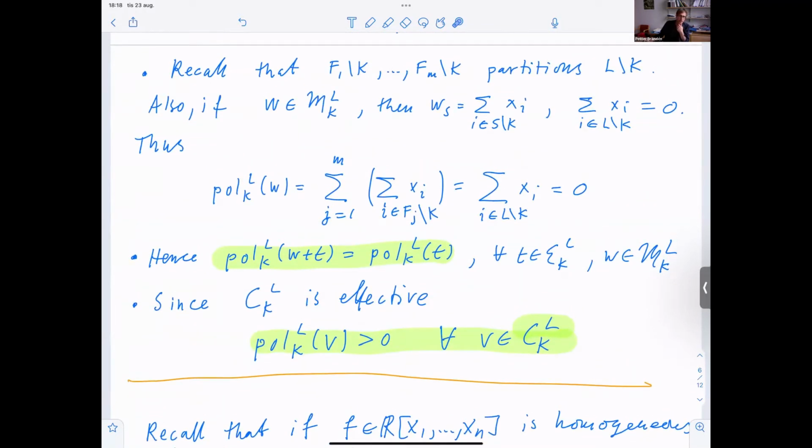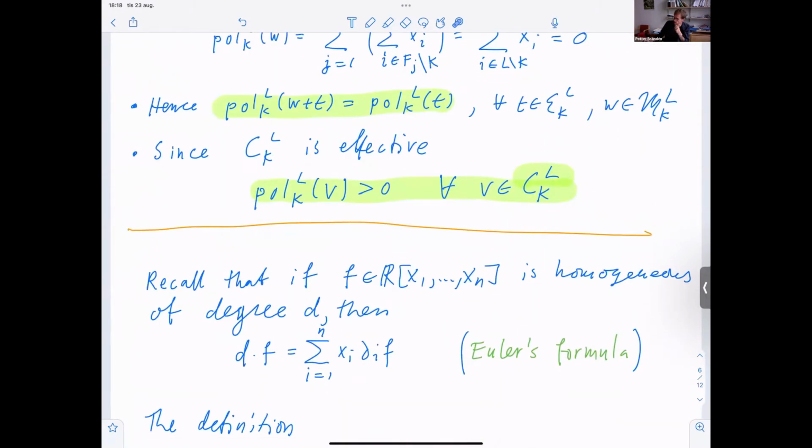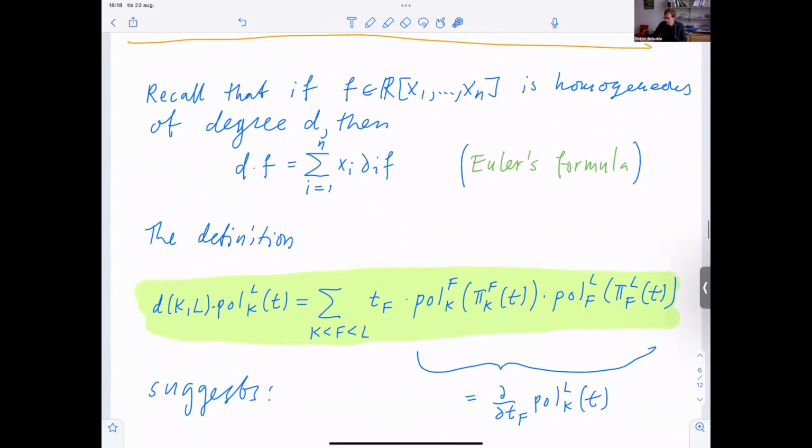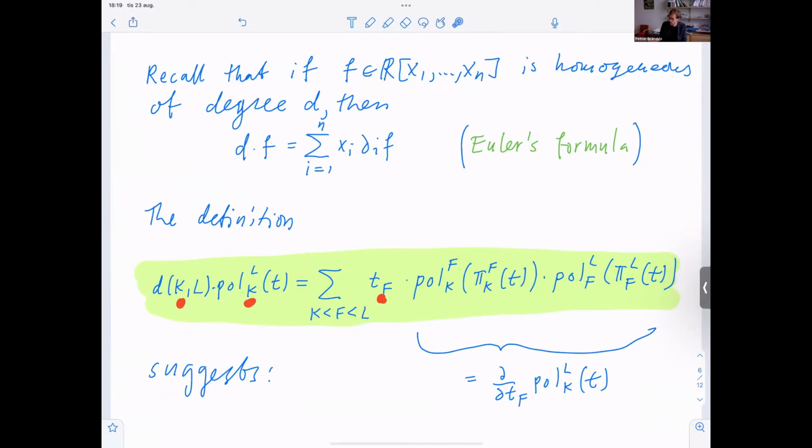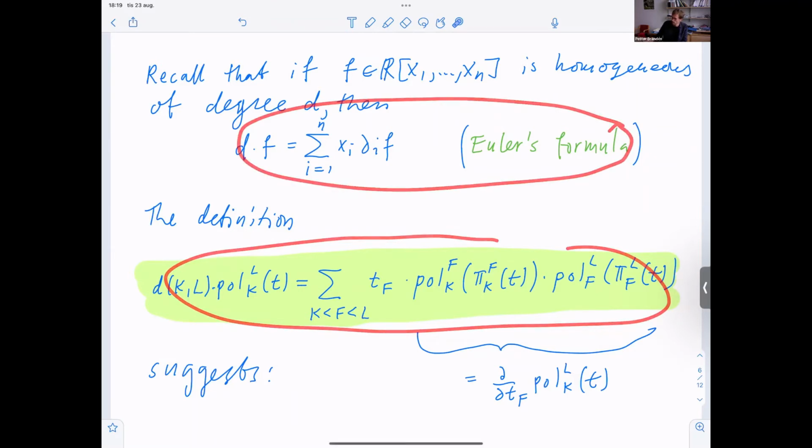So this was just the linear case, but it happens that this will be a feature of the polynomial for any degree. We'll talk about this soon. Recall Euler's formula: if we have a homogeneous polynomial of degree d, then we may write d times f as the sum of xi times the partial derivative with respect to i of f. And this is simple. If we look at this defining polynomial, we have the degree here, the polynomial here, the variables here. So it suggests that this thing is actually going to be the derivative of the polynomial itself, if we compare this definition with Euler's formula. And indeed, this is the case.